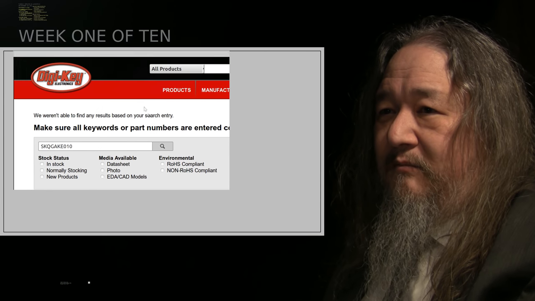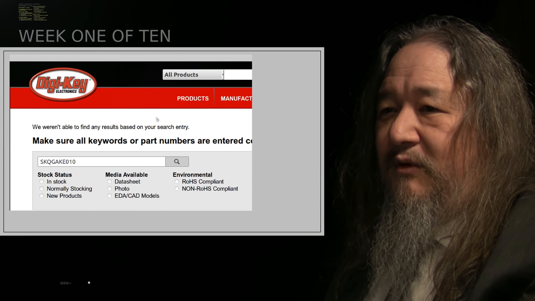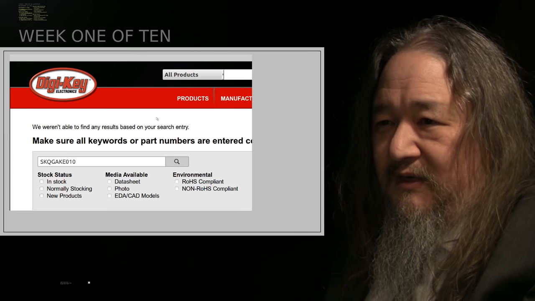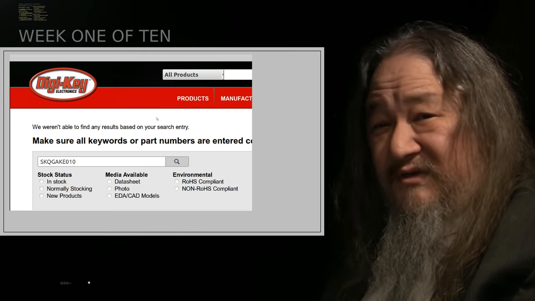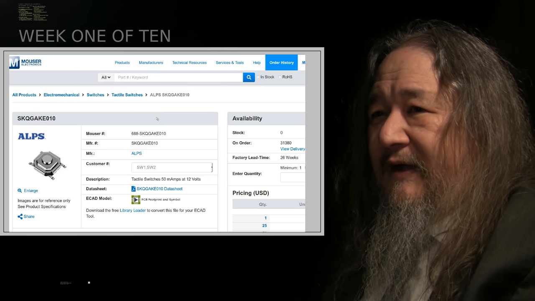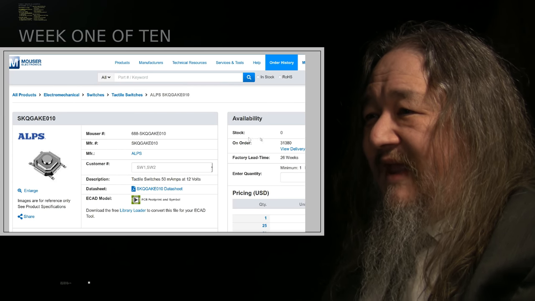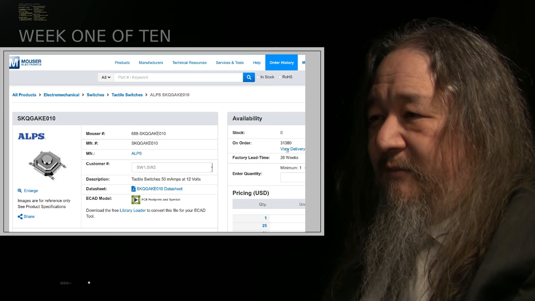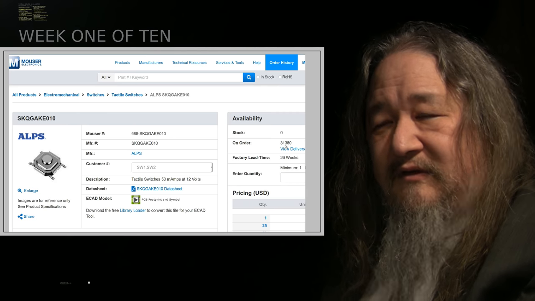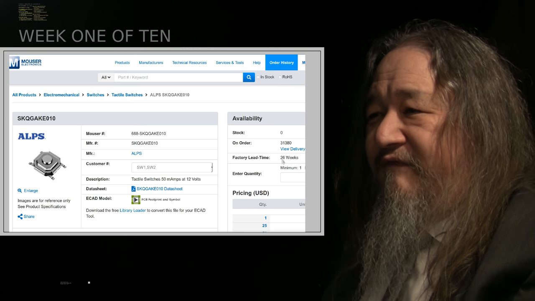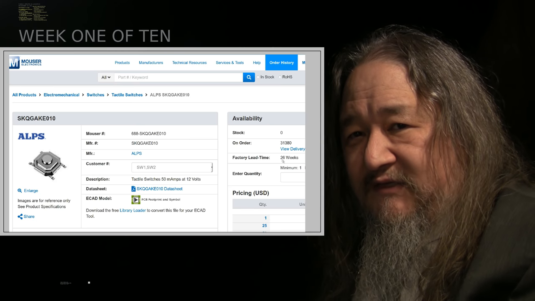DigiKey, one of the big distributors of components, doesn't even know this particular switch from a company called Alps, which is a Japanese company. Mouser does know about it, and they have none available. And they've ordered 30,000 that aren't going to come until the future. Factory lead time, 26 weeks.